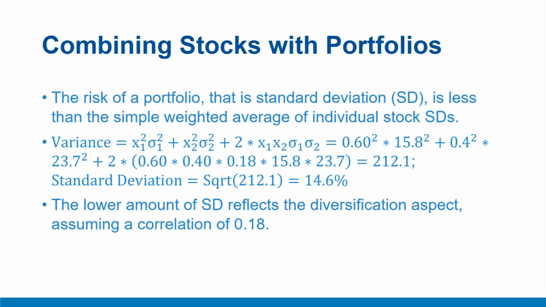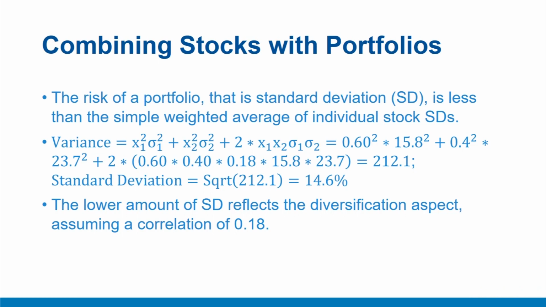Variance equals x1 squared sigma 1 squared plus x2 squared sigma 2 squared plus 2 times x1 x2 sigma 1 sigma 2, where sigma 1 and sigma 2 are the standard deviations and x1 and x2 are the proportional weights invested in these securities. Then this is equal to 0.6 raised to the power 2 into 15.8 raised to the power 2 plus 0.4 raised to the power 2 into 23.7 raised to the power 2 plus 2 times 0.6 into 0.4 into 0.18 into 15.8 into 23.7, equal to 212.1.